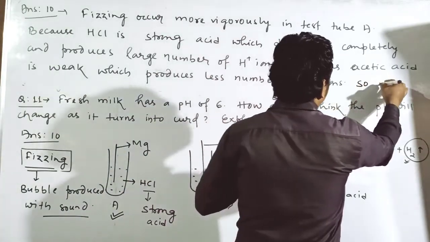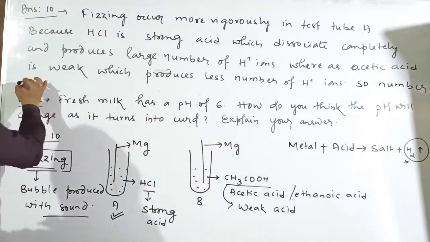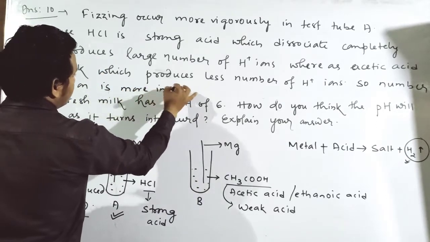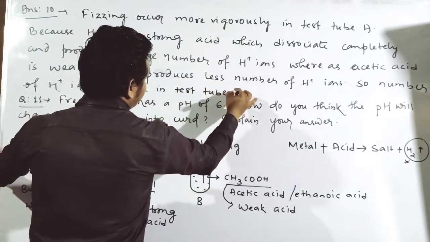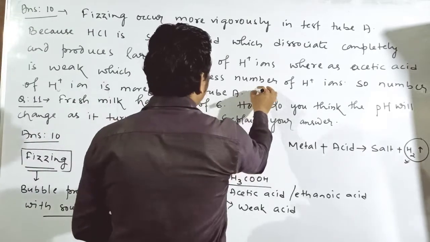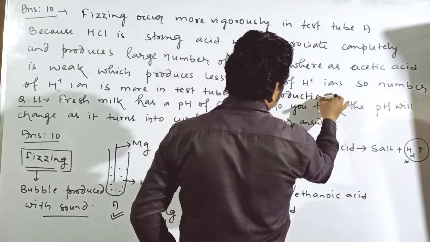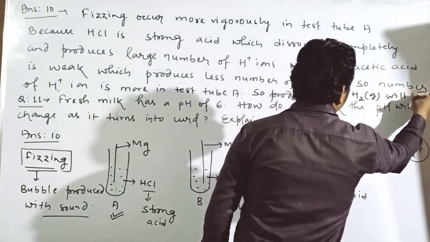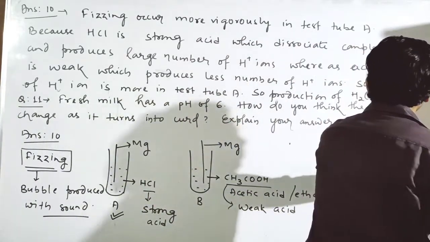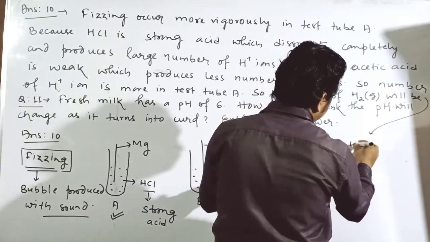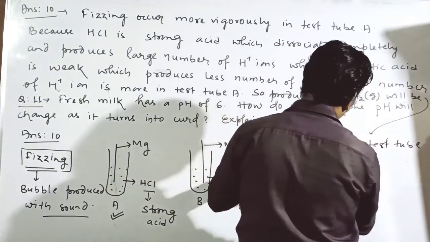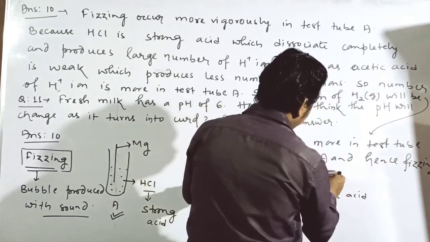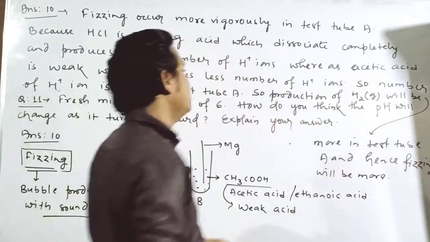So the number of H+ ions is more in test tube A, because A contains HCl, so production of hydrogen gas will be more in test tube A, and hence fizzing will be more. So this is the answer.